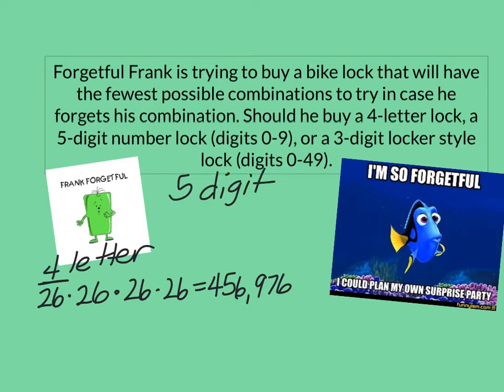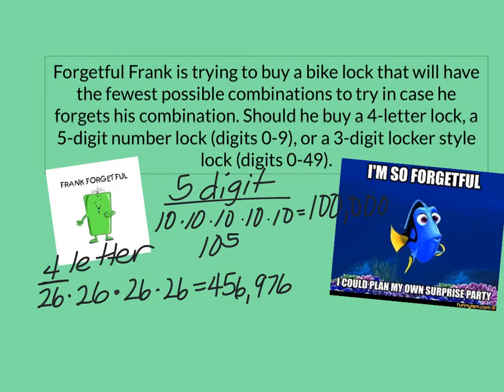When we look at the 5-digit number lock, if we're using the digits 0 through 9, that means there are 10 possibilities for each spot. So this would be 10 times 10 times 10 times 10 times 10. You can think of this as 10 to the 5th power. And that equals 100,000 possibilities.